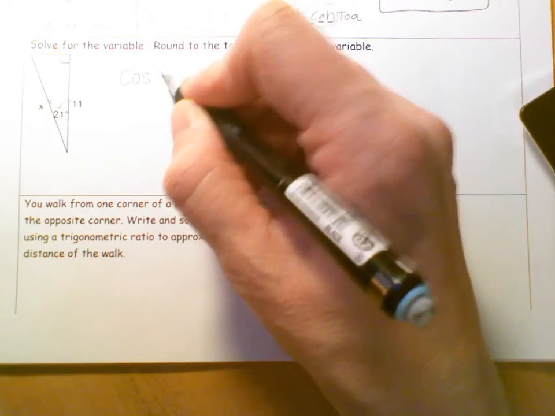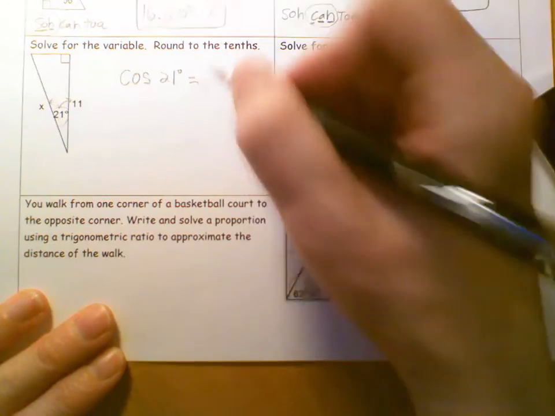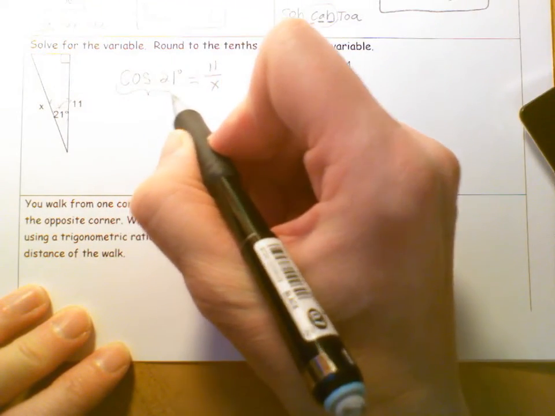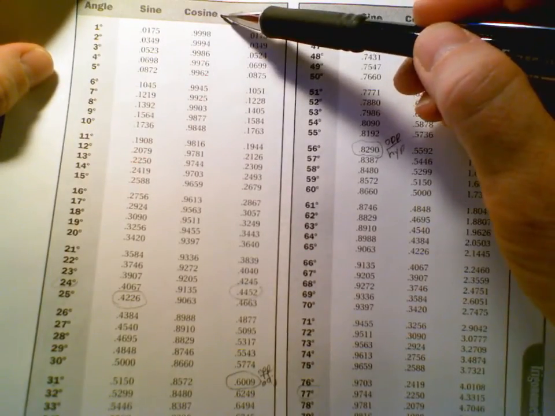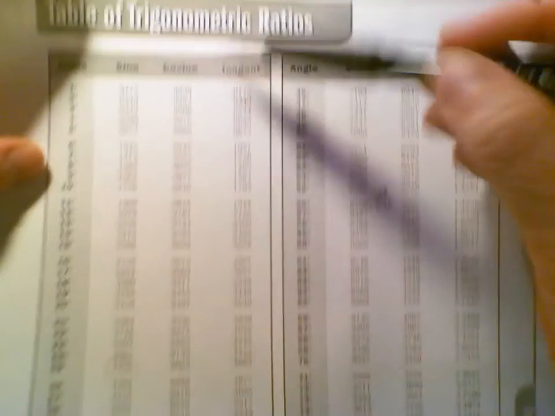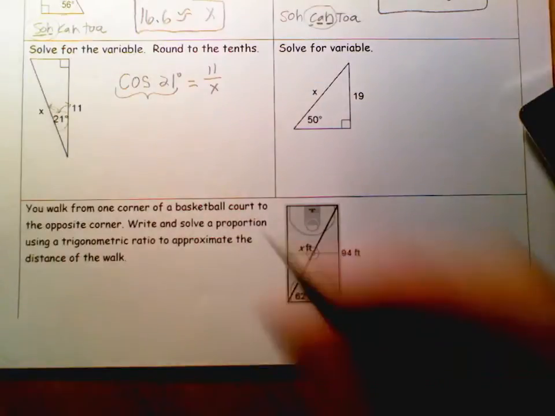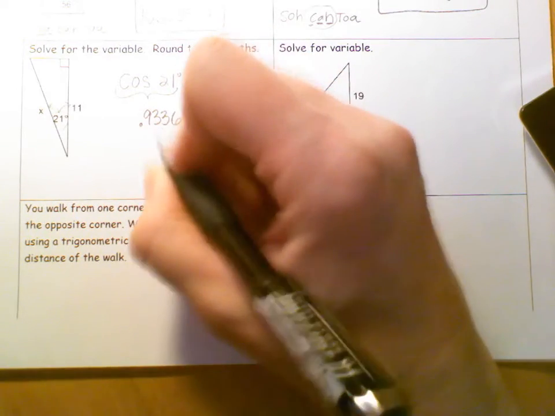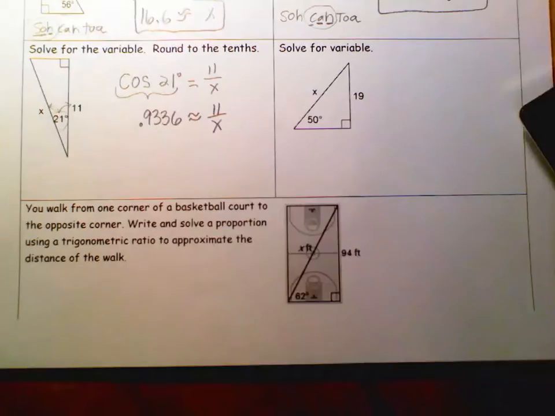So cosine of 21 degrees equals adjacent, which is 11 over x. Alrighty, I'm going to go ahead and replace this number. I'm just going to use my chart. I just want you guys to be comfortable either way, right? So here's 21 degrees. Cosine is the middle column. So we're going to go down to the cosine of 21 degrees, which looks like 0.9336. All right, and we know that that's the side ratio, adjacent over hypotenuse. So that's going to help us. We know that when I take 11 divided by x, that has to equal that.